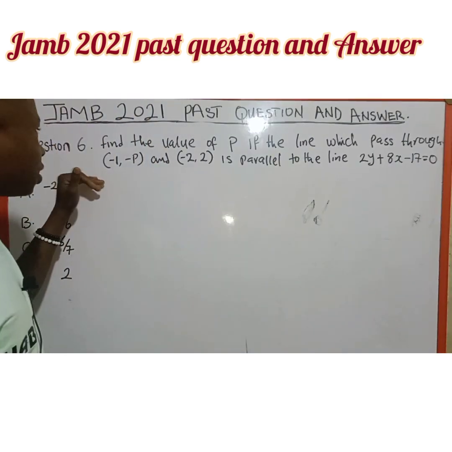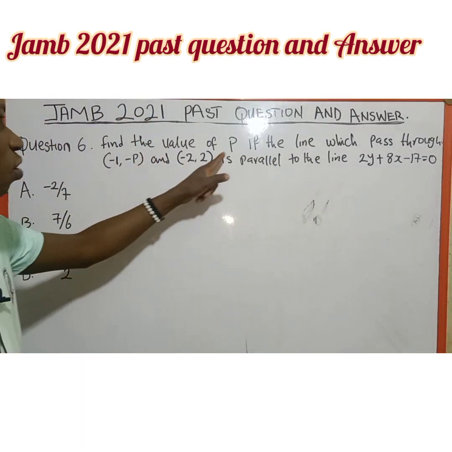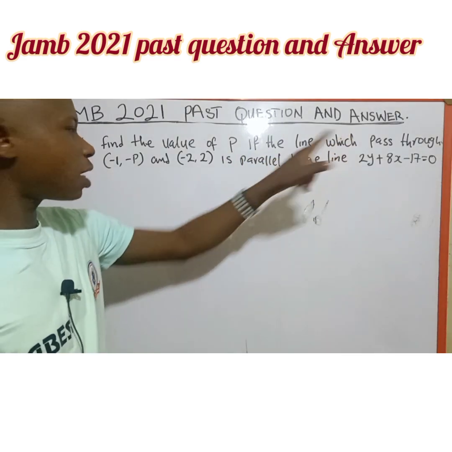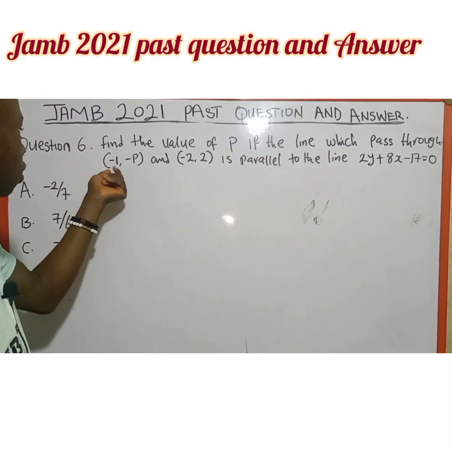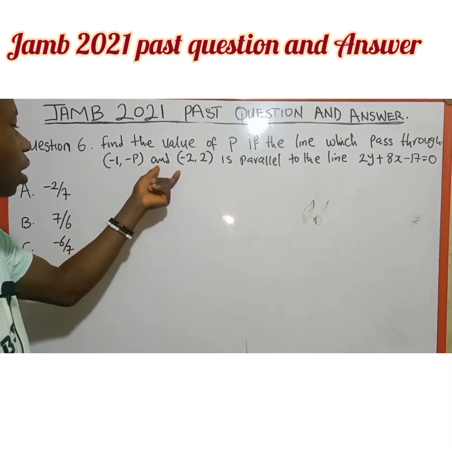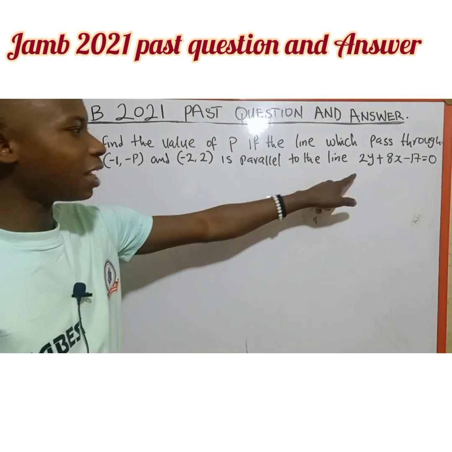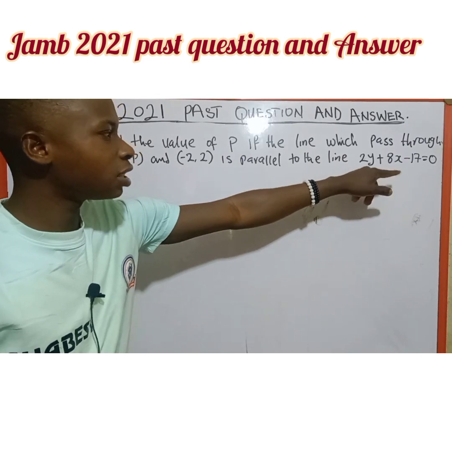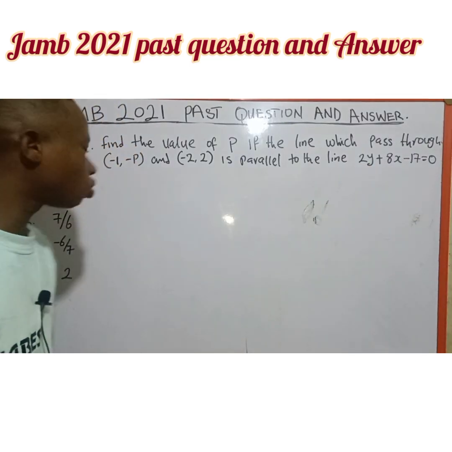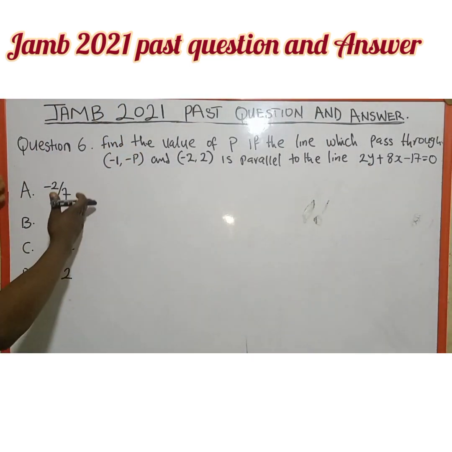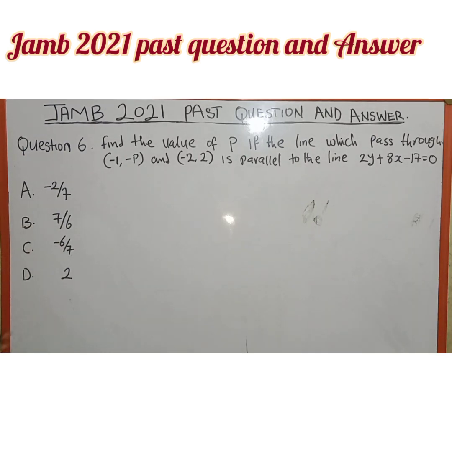This is question number 6, which reads: find the value of P if the line which passes through the point -1, -P, and the second point -2, 2, is parallel to the line 2y plus 8s minus 17 is equal to 0. And we are given the available options A to D. So let us solve and pick the correct answer.